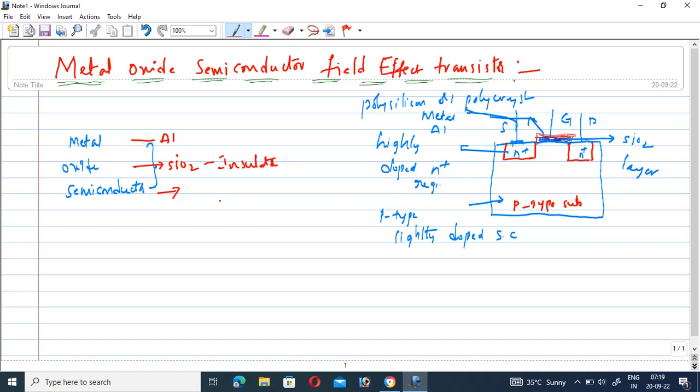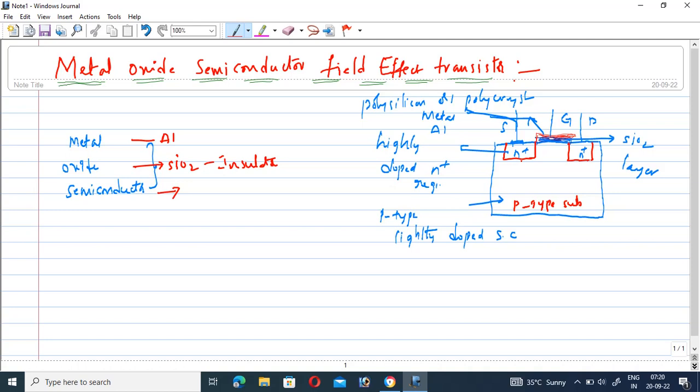In the initial general construction of the MOSFET, we don't have any channel existing between the source and drain, right? For the MOSFET to work, there must be some current flow from source to drain or drain to source. For that, obviously some channel must exist between the source and drain.